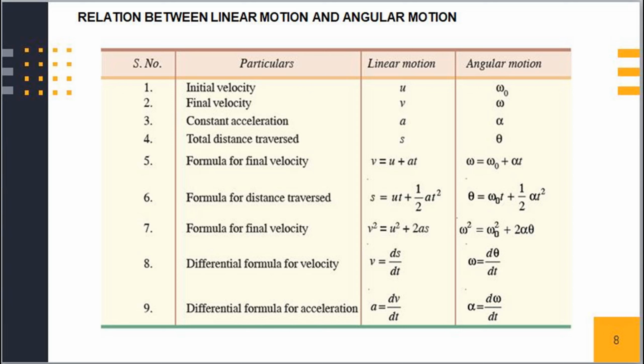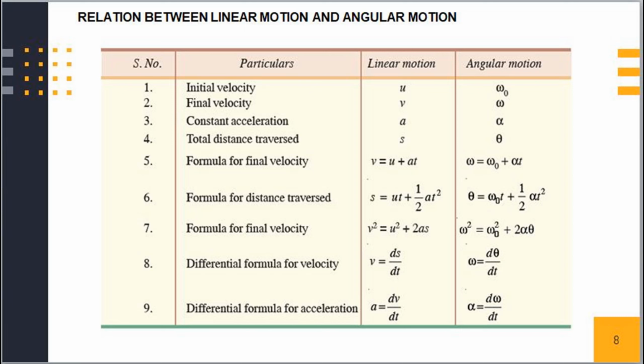Relation between linear motion and angular motion. Initial velocity of a body in linear motion is denoted by u, and initial velocity of a body in angular motion is denoted by ω0. Final velocity of a body in linear motion is denoted by v, and final velocity of a body in angular motion is denoted by ω.